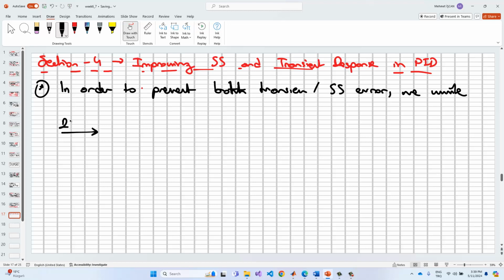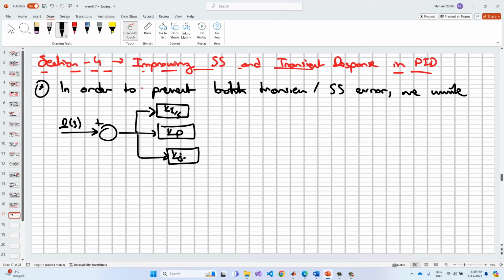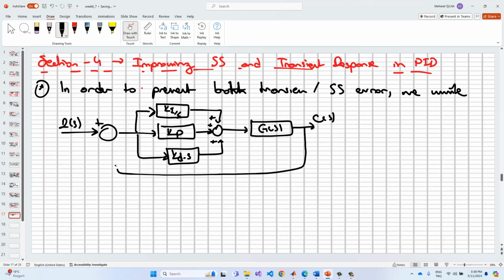These terms: R(s) plus, we can write the KP here. We can use the error signal here, KI divided by S, and also we can use the KD S. We can collect all the terms here, just like this one, and so we can feed the input values to the G(s), and also we can build the output signal here for the unity feedback with the minus terms, and then this is called the PID controller design.